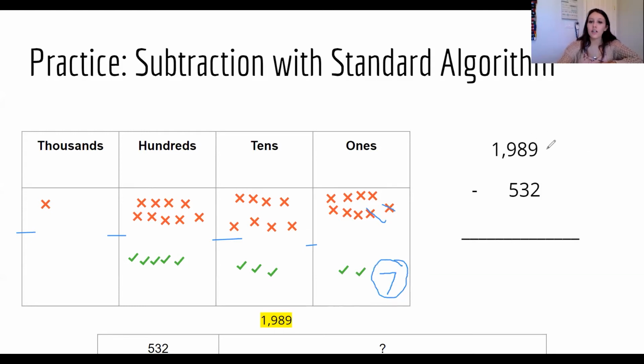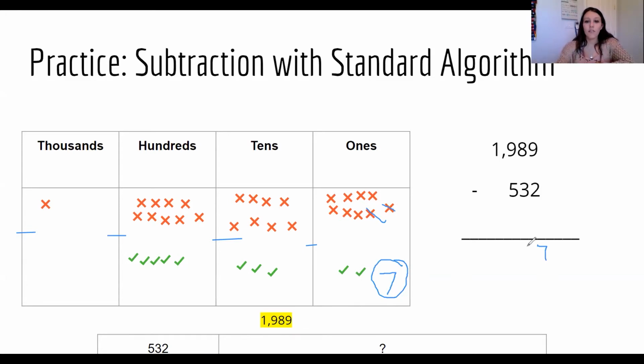Now let's look at our standard algorithm. 9 minus 2 is 7, right? So we're going to put a 7 in my ones place here. Now let's look at our tens column. In our tens column, we have 8 of the X's and we have 3 check marks. So we're going to take 8 minus 3, because we're taking away 3 of those X's.